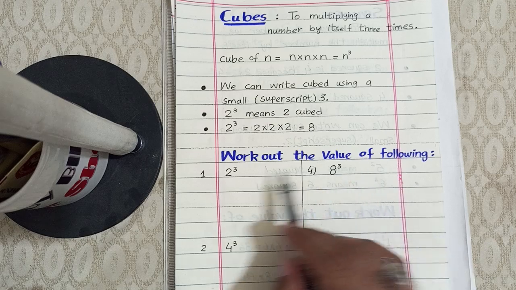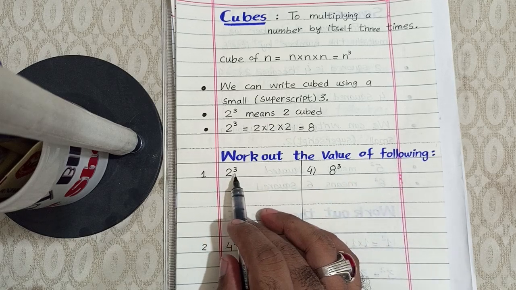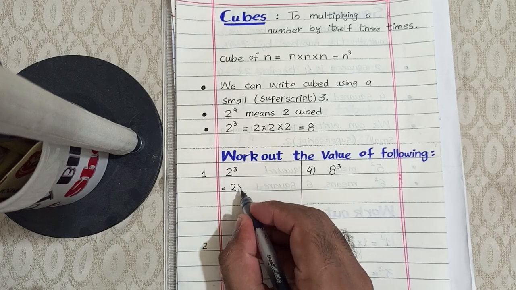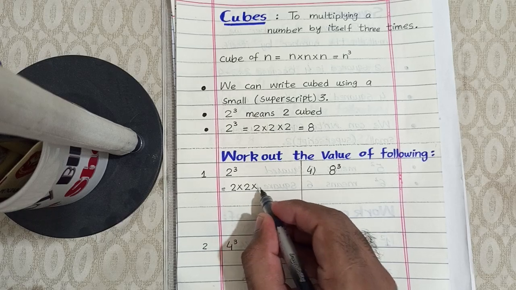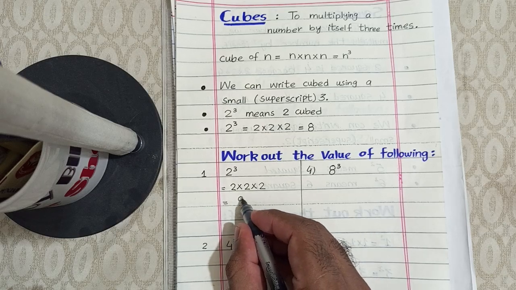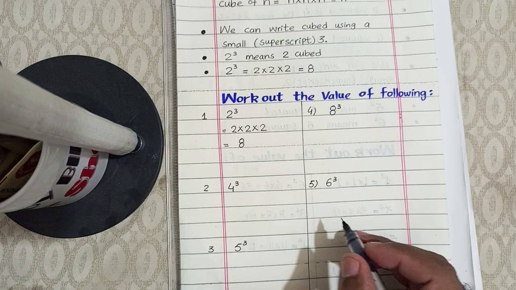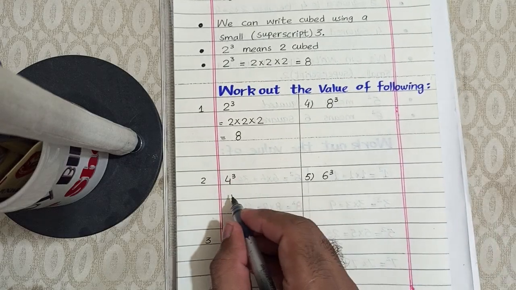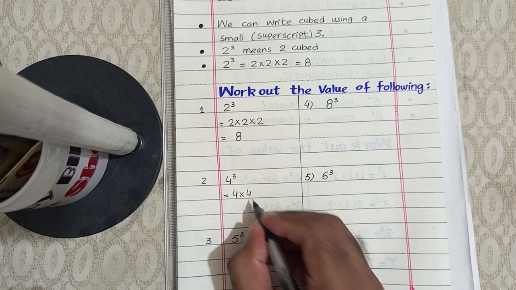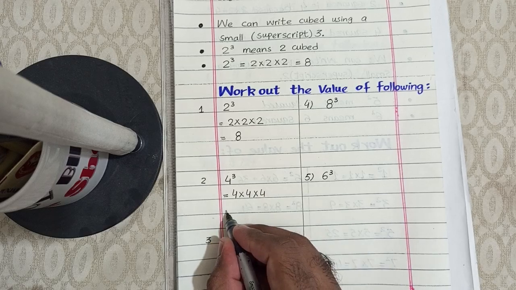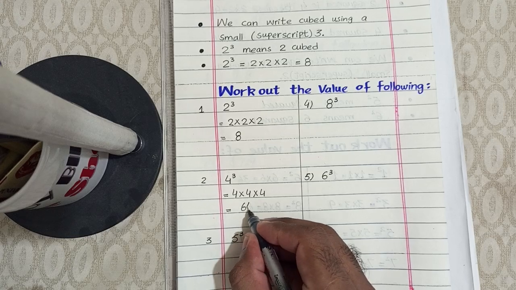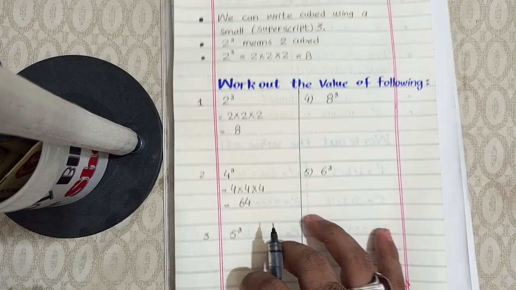Work out the following. Our first question is 2 cubed. We multiply 2 by itself 3 times. 2 twos are 4, 4 twos are 8. So our final answer is 8. Now 4 cubed. We multiply 4 by itself 3 times. 4 fours are 16, 16 fours are 64. So our answer is 64.